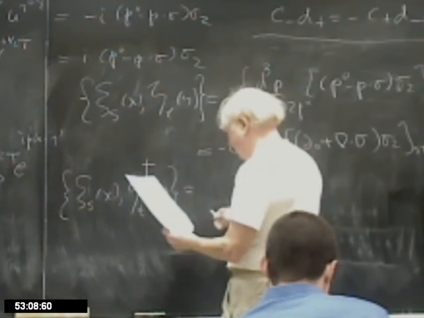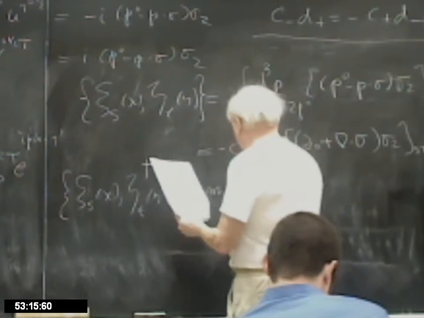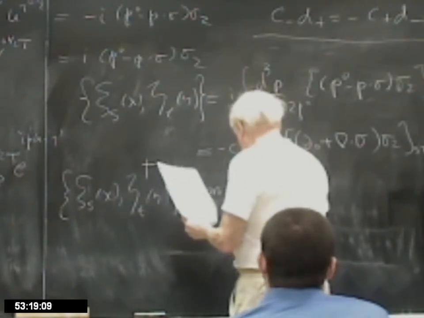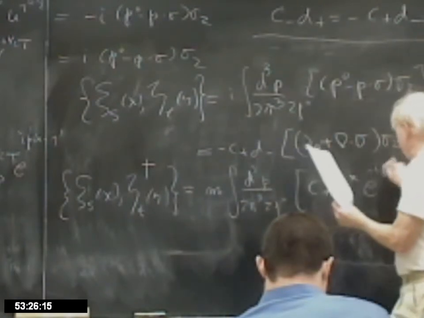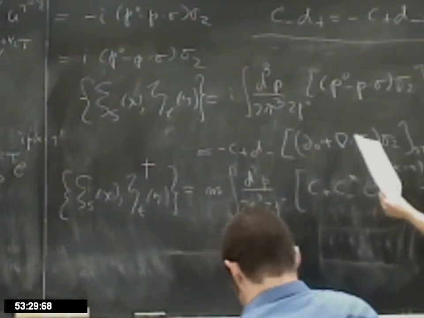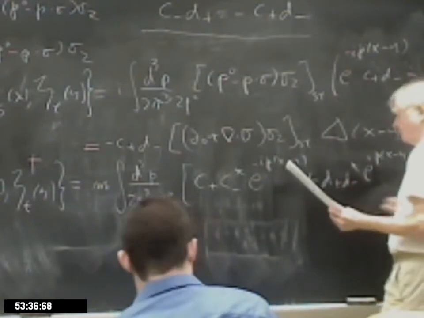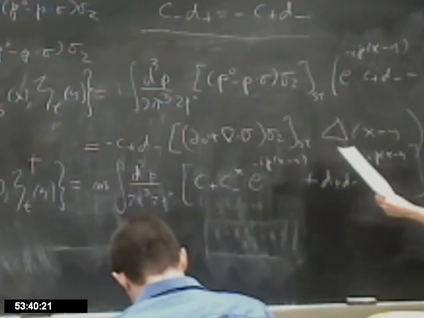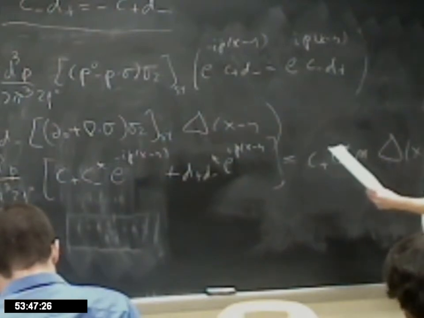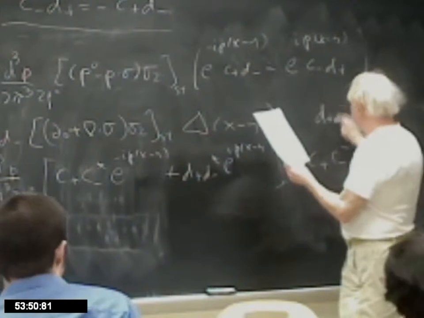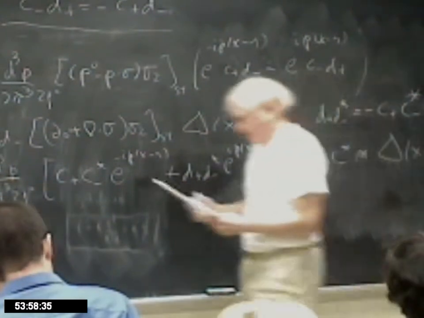This turns out to be M integral d cubed p over 2 pi cubed 2 p 0, and it's c plus c minus star e to the minus i p x minus y plus d minus star e to the i p x minus y. And this will equal C plus C minus star M delta of X minus Y if D plus D minus star equals minus C plus C minus star. So we have another constraint there.